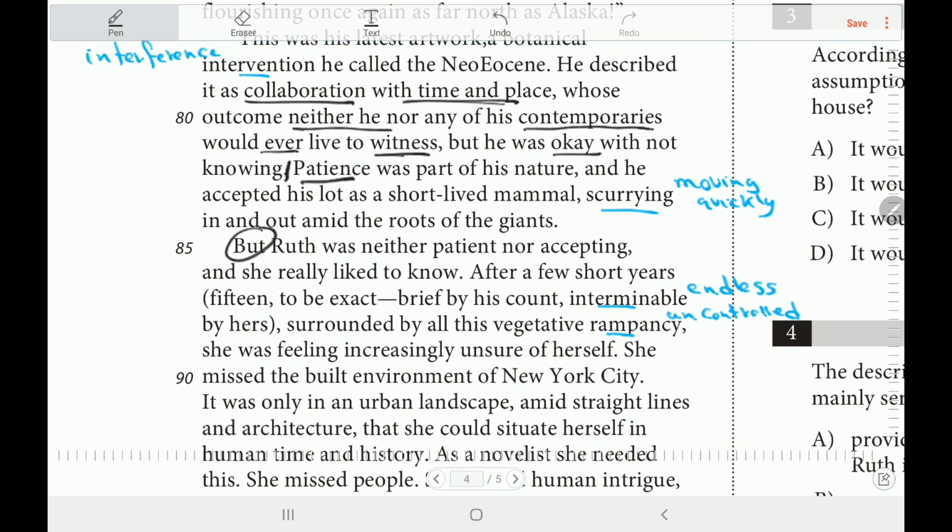That's a shift between the two characters. Here, the previous paragraph was about Oliver. He was patient. Well, he is a person who wouldn't see his outcome.